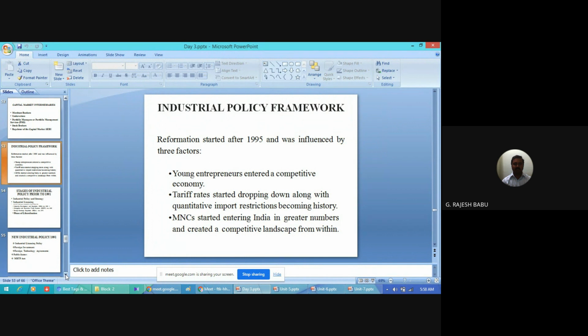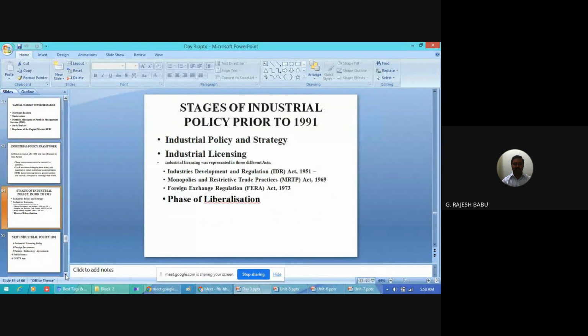Now, stages of industrial policy prior to 1991. Industrial policy, the model of development and growth, and the changes with time demand changes in economic policy, and the need to create institutions for successful implementation of policy and to achieve growth. This means involvement of the state is essential.